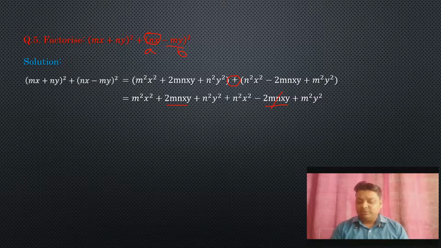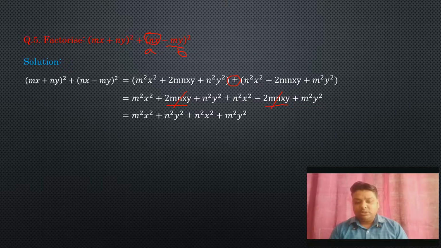Then what is left? We can write m square x square here, n square y square here, n square x square here, and m square y square here. Now you can see in these two terms nothing is common. So if nothing is common in both terms, then in this case we can interchange the places.